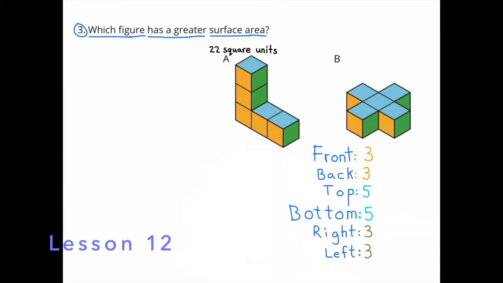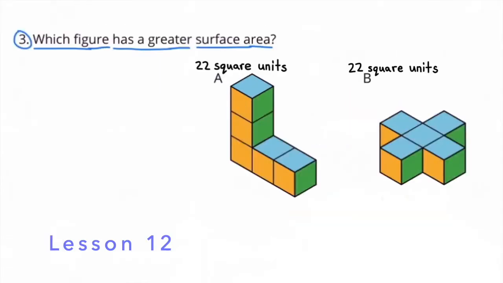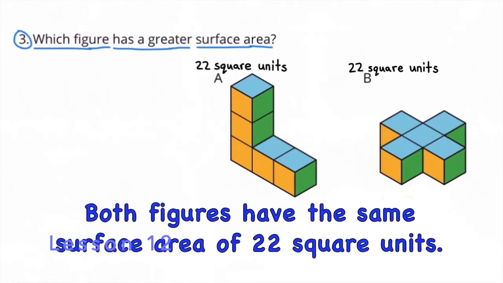The front and back of figure B have a surface area each of 3 square units. The top and the bottom of figure B each have a surface area of 5 square units, and the right side and the left side of figure B each have a surface area of 3 square units. All combined, figure B also has a surface area of 22 square units. Both figures have the same surface area of 22 square units.